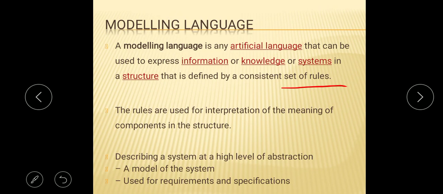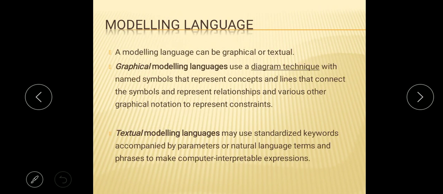It is used for describing a system at a very high level of abstraction. It is a model of the main system, and it is used for requirements and specifications. A modeling language can be graphical or textual.